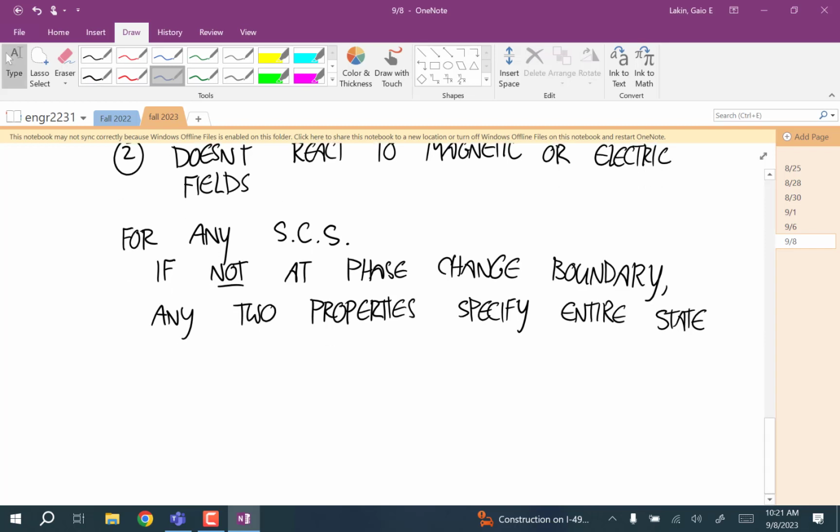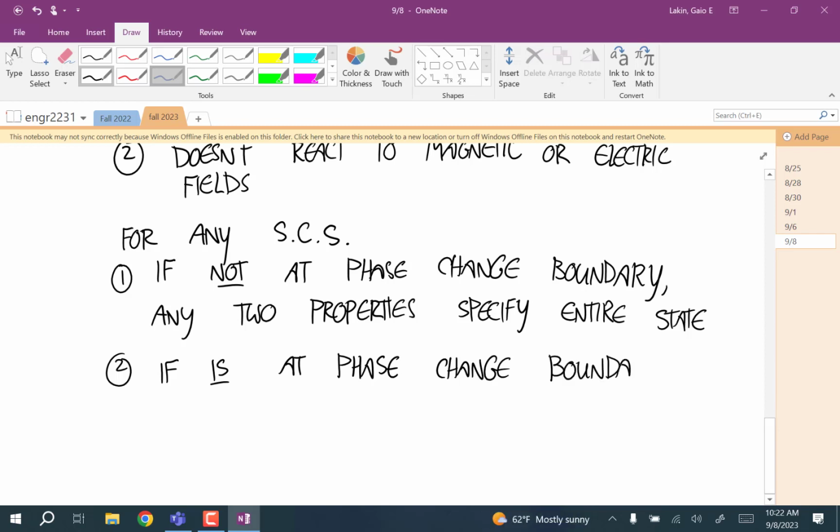It's even better if it is at a phase change. If it is at a phase change boundary, then you only need one property to specify the whole state. Being at a phase change boundary is what we're going to call saturation.